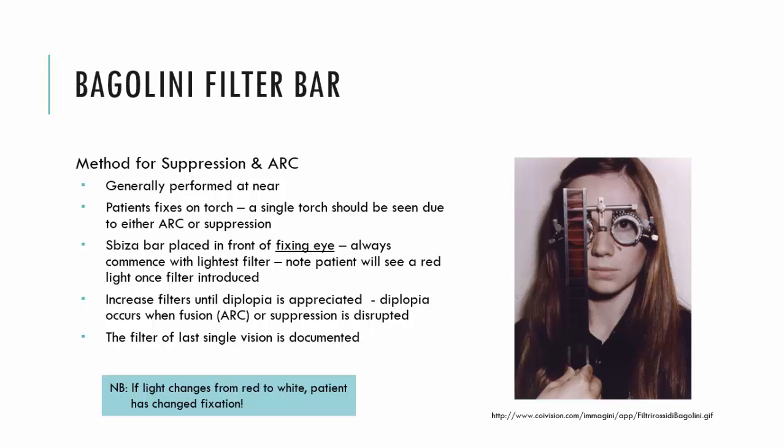Okay, one other thing to point out is that once you introduce the red filter, the light being seen will become red because you're putting it over the fixing eye, and because that eye is fixing on the target, the red filter will make that light look red. If your patient says to you that the light has changed to white, then what you have is a swap in fixation. And usually, again, this is an indication of a level of disruption, because what's happened is they've actually flipped over and preferred to fix with the eye that was suppressing originally or the eye that had the ARC.